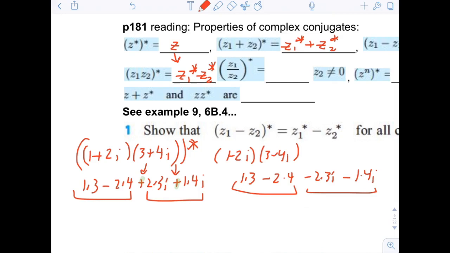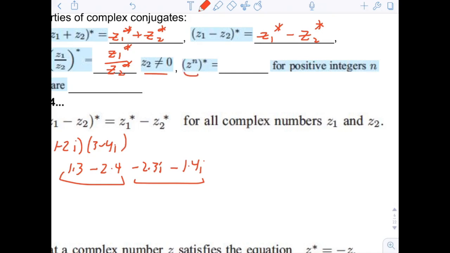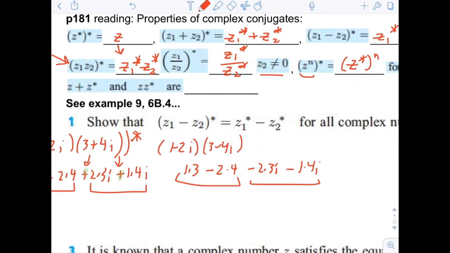When you do a division, similarly, it's going to be the conjugate of the top number divided by the conjugate of the bottom number. You can take the conjugate first of the numbers, or you can do the division and then take the conjugate of the result. And of course, the bottom number cannot be 0. For this one here, if I multiply z times itself many times and then take the conjugate, it's the same as taking z conjugate and multiplying that times itself many times. So it's kind of like this rule here, except I'm extending it for multiple z multiplications.